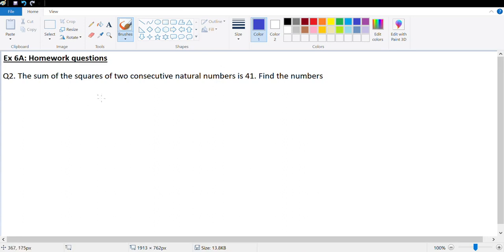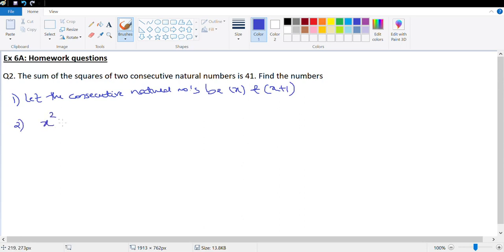It says the sum of the squares of two consecutive natural numbers is 41. Okay, so let the consecutive natural numbers be x and x plus 1. So these are the two numbers. What's given is the squares of these terms. So this is x square plus (x plus 1) the whole square is equal to 41. Sum of squares of two consecutive numbers, so the square of the first number plus the square of the second number is equal to 41.